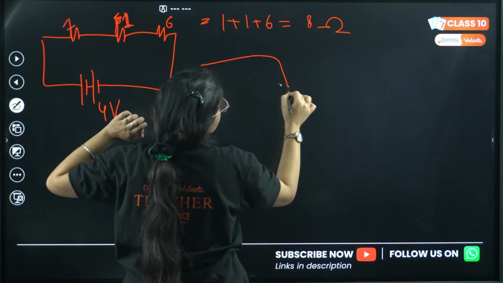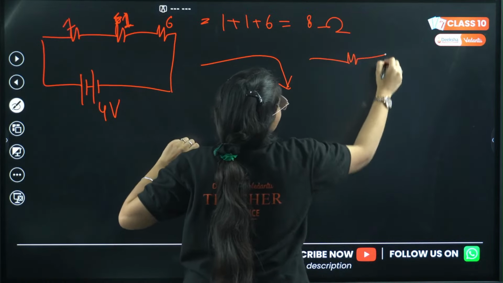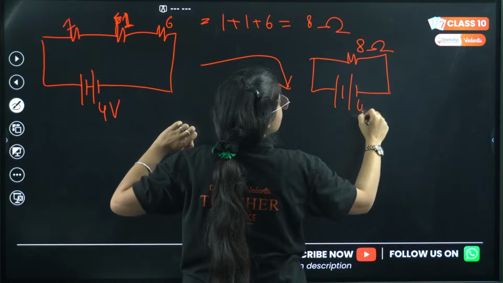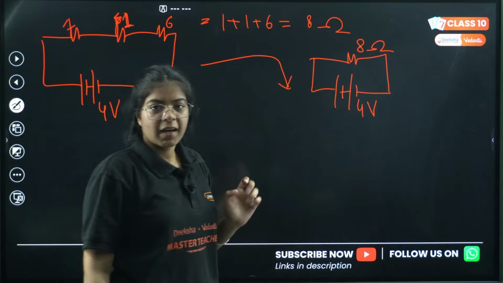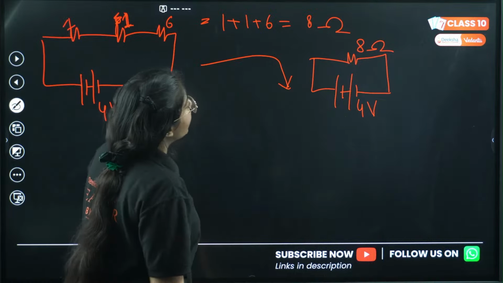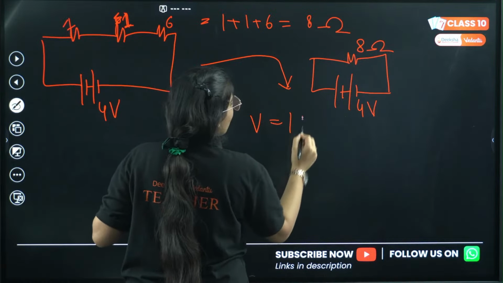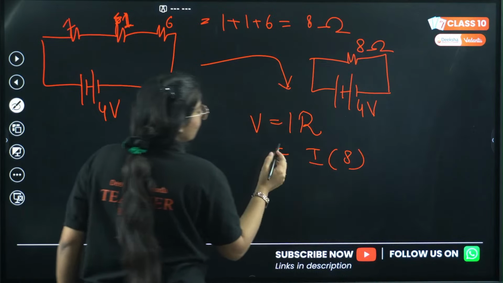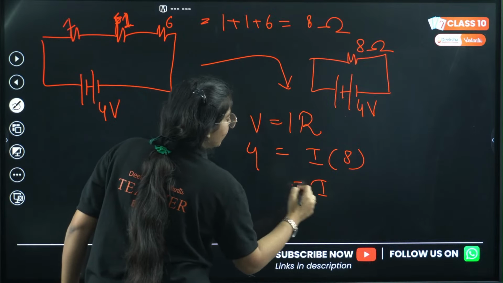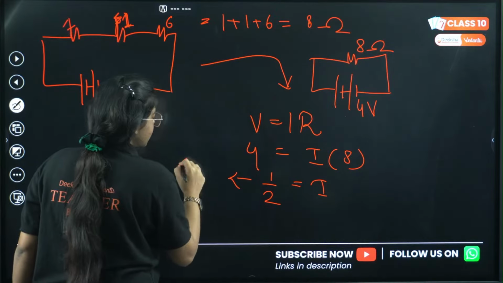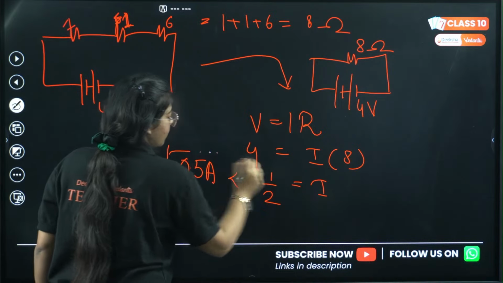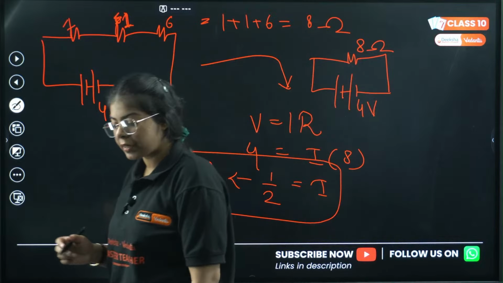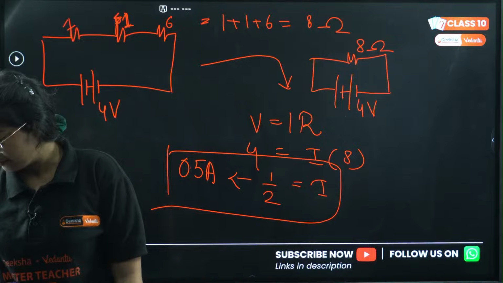So the circuit can now be made into this particular small circuit. This is 8 ohm and this is 4 volt. Correct? Done. Now we need to find the current. So we can just use Ohm's law. Resistance is 8 ohm, voltage is 4 volt. So current will be 1 by 2, which will be 0.5 ampere. Correct? So the current in the whole circuit will be 0.5 ampere.